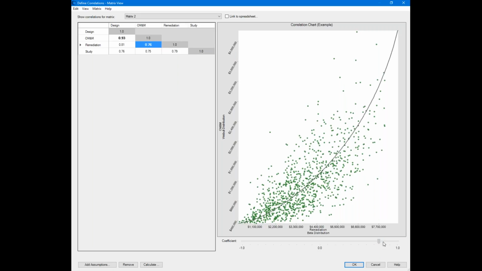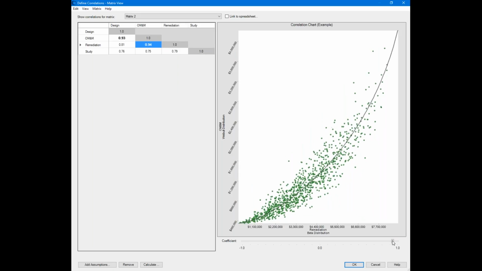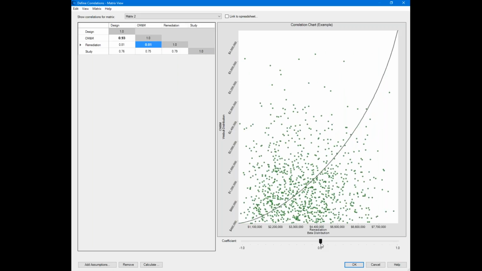In other words, if we spend more on the remedy, we'll be spending more on operations and maintenance of that remedy further and further off in the future. And again, high positive correlation looks like this. No correlation of any kind looks like that. Again, if you let the model do itself, by default, correlations are off. There's no correlations of any kind.